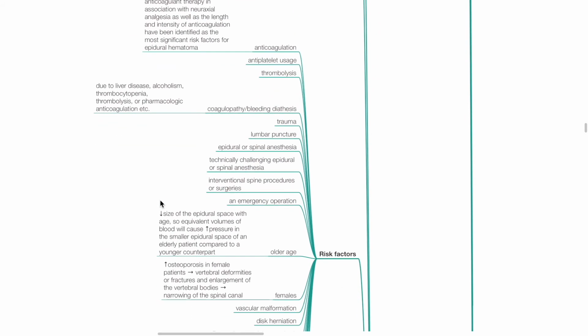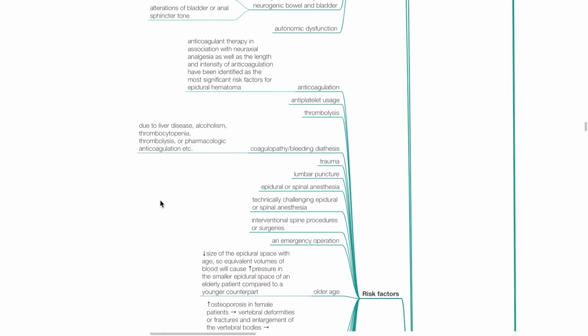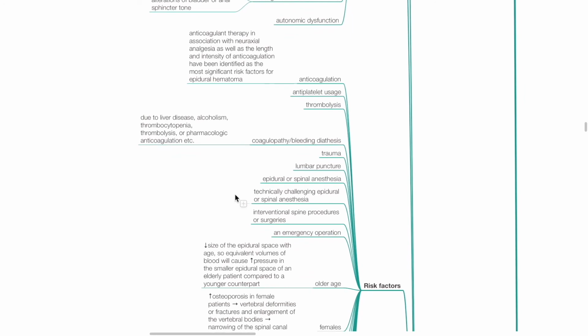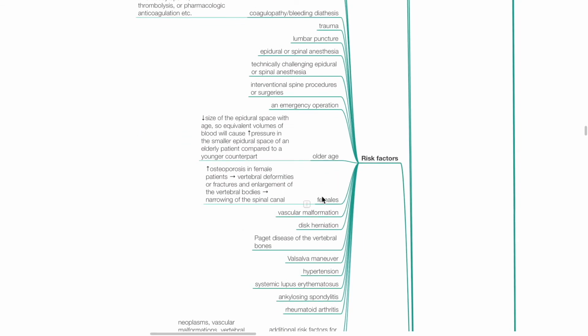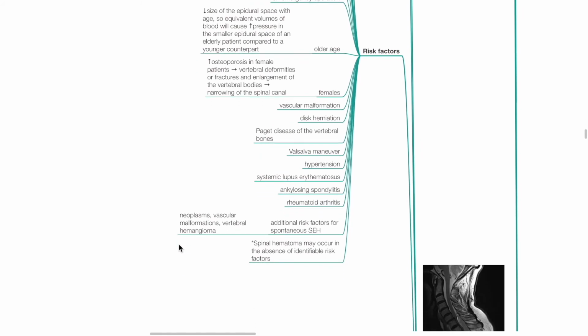Risk factors for SEH include anticoagulation, antiplatelet usage, thrombolysis, coagulopathy, trauma, lumbar puncture, epidural or spinal anesthesia, technically challenging epidural or spinal anesthesia, interventional spine procedures or surgery, an emergency operation, older age, females, vascular malformation, disc herniation, Paget's disease of the vertebral bones, Valsalva maneuver, hypertension, SLE, ankylosing spondylitis, rheumatoid arthritis, neoplasms, vascular malformations, hemangiomas. Spinal hematoma may occur in the absence of identifiable risk factors.